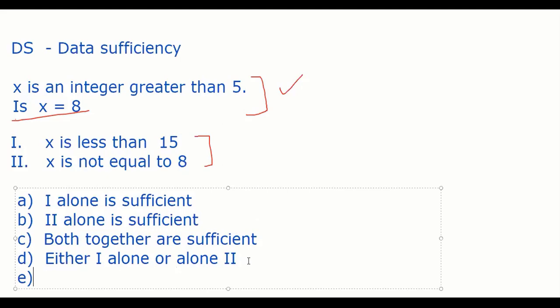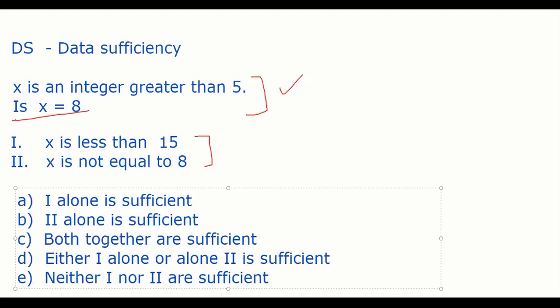Wait, people are still joining. We are just understanding how it works. We are not solving the question yet. Option E says neither 1 nor 2 is sufficient. So what it means is you have to select only one option of these. So let's solve this question and understand how DS works.